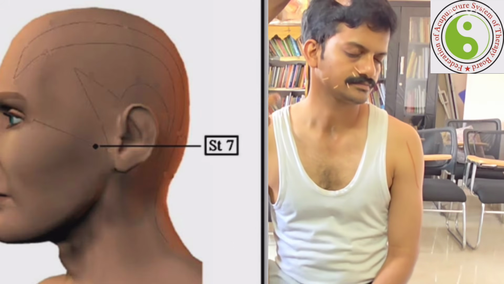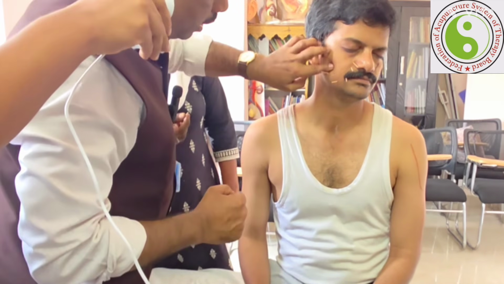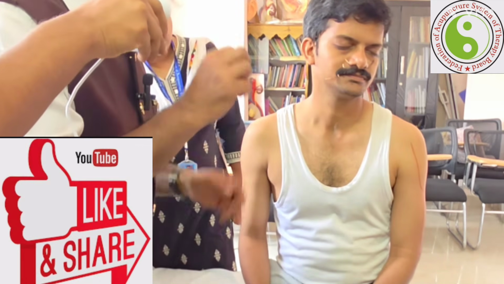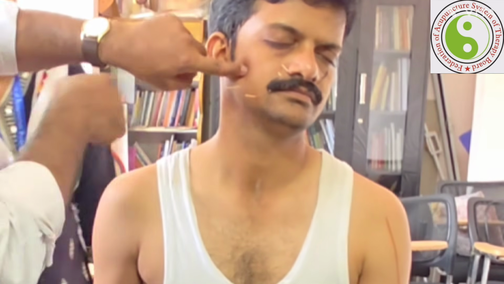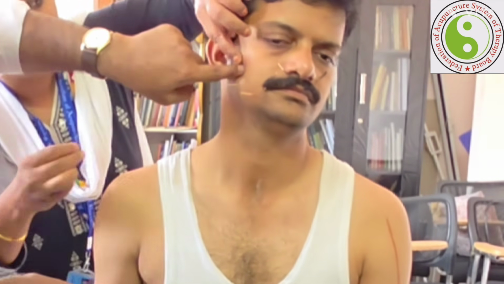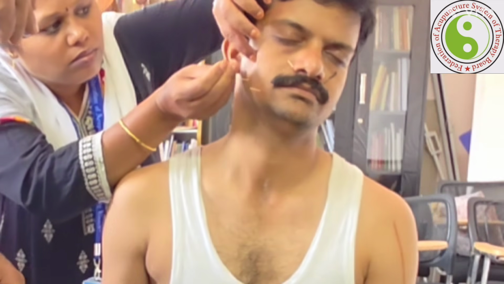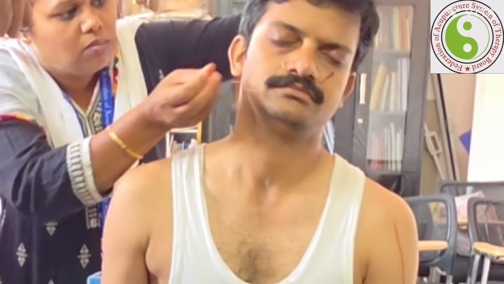Stomach 7 is the Xiaguan. Xiaguan point is located at the zygomatic bone. Where exactly? You just touch and then feel, this is the zygomatic bone. Just below the zygomatic bone, that is known as stomach 7. Please apply, somebody. So below the zygomatic bone, stomach 7.